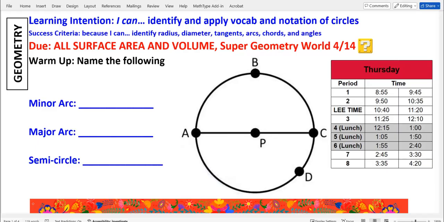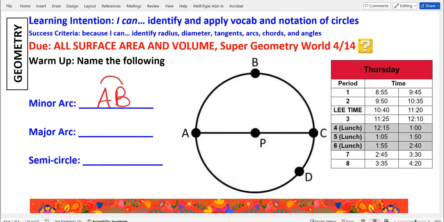A minor arc is less than half of a circle on the edge of a circle. Okay, but you have to name it. So it's between 2 points, 2 letters. Let's start with A. If I want to go less than half of a circle, A to B would be a minor arc. So here's how you notate it: A, B, but you've got to put a little arc on top. It's like a little curve, a little part of a circle.